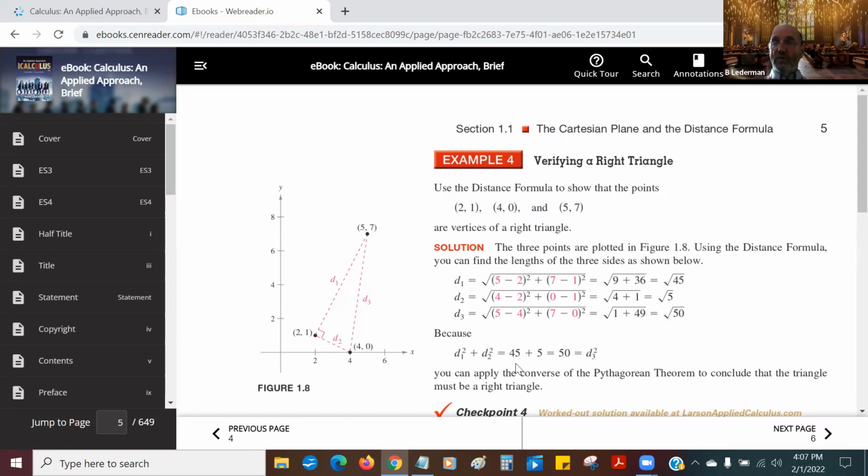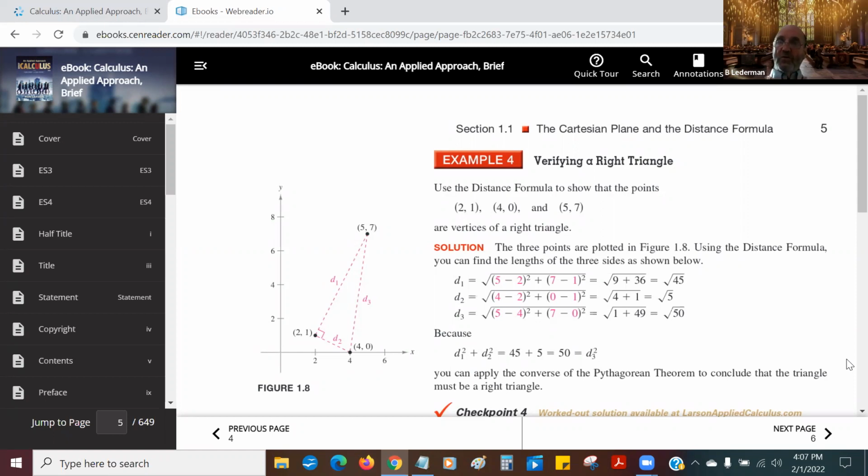Now I want to see if I take D1 squared plus D2 squared. Well, that's going to be the square root of 45 squared, which is plain 45. That's the square root of 5 squared, which is plain 5. You add that up, you get 50. But D3 squared, the square root of 50 squared, is 50. So we see D1 squared plus D2 squared did indeed equal D3 squared. So we see by the distance formula, we verified this is indeed a right triangle.